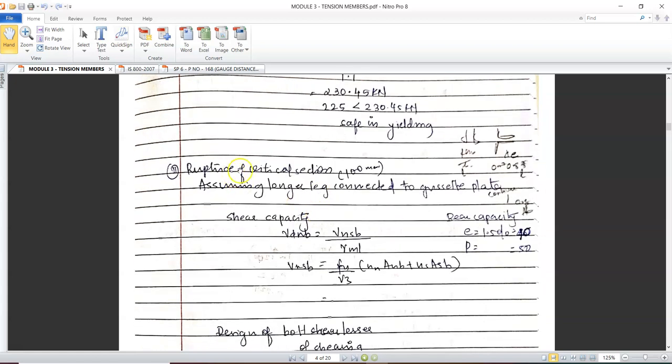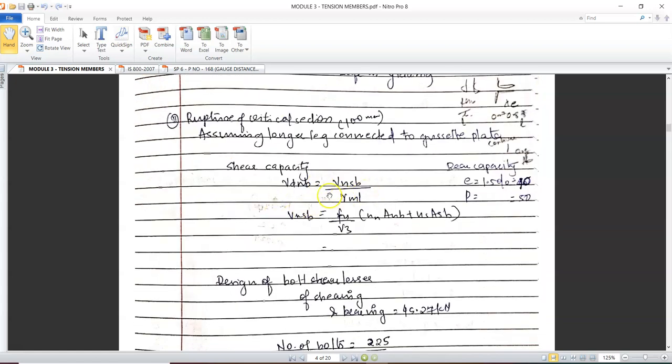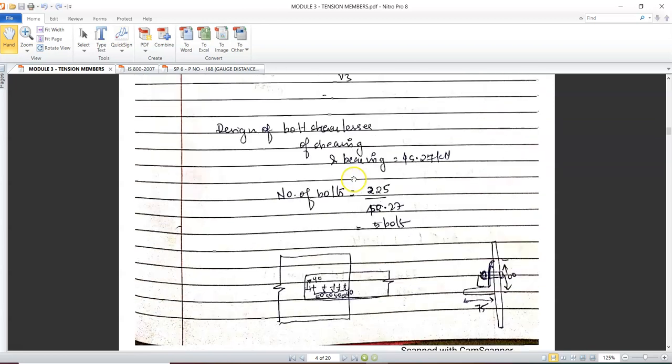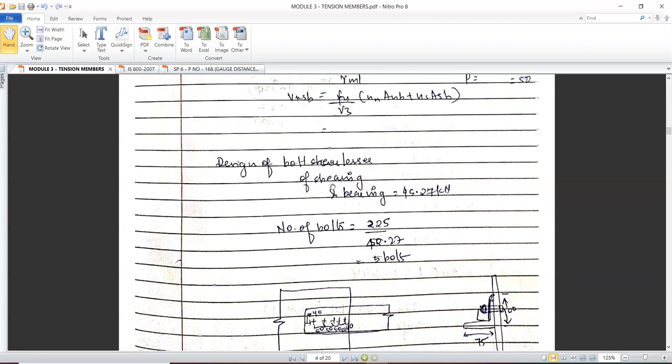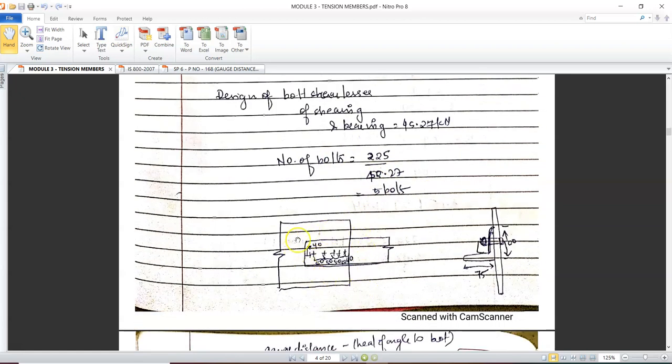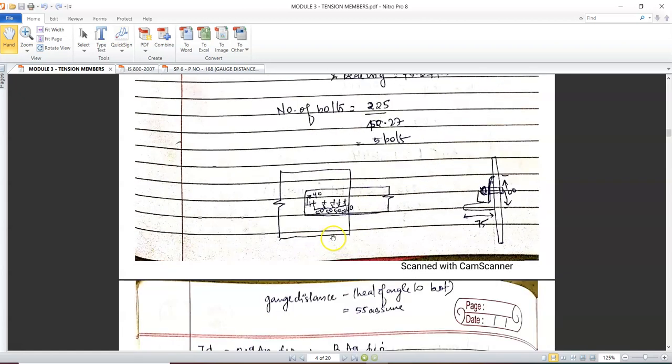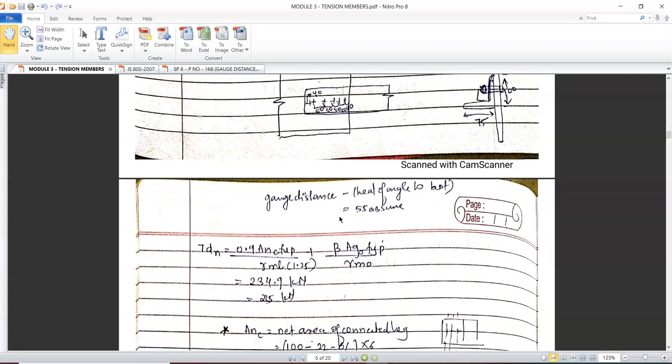rupture strength also. But before designing the rupture strength, you have to calculate the design strength of one bolt, and you have to calculate the number of bolts, and you have to draw this figure. Then only you'll be able to calculate the BS and LC values.